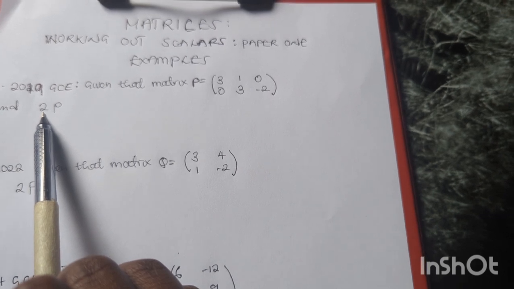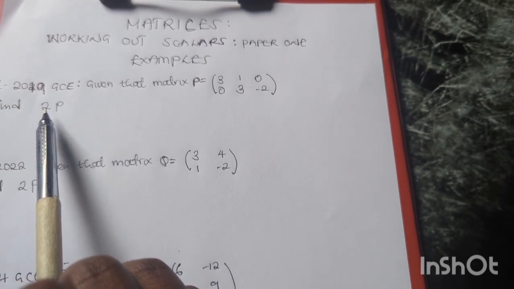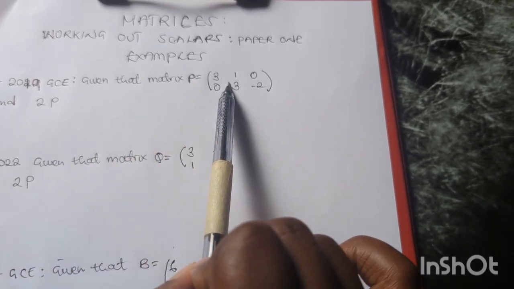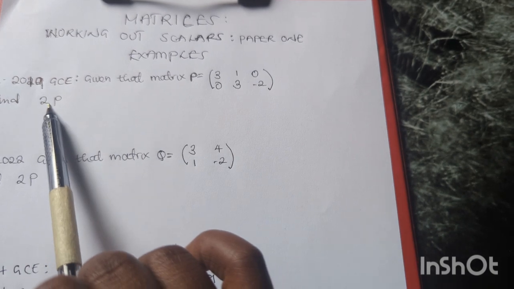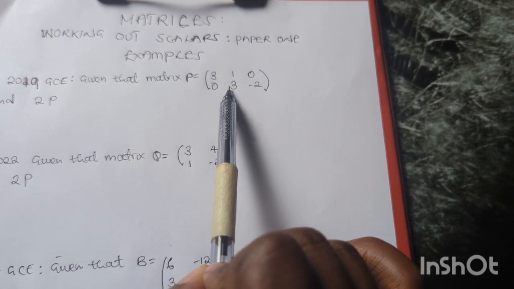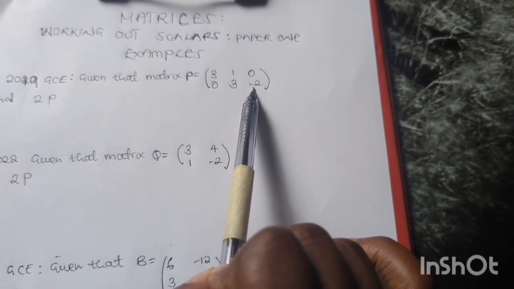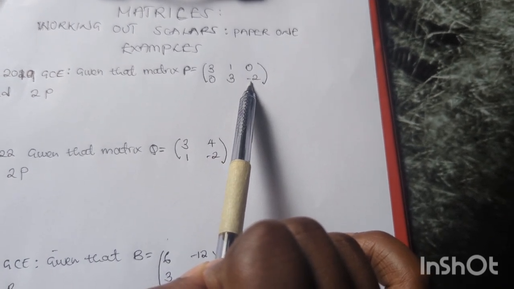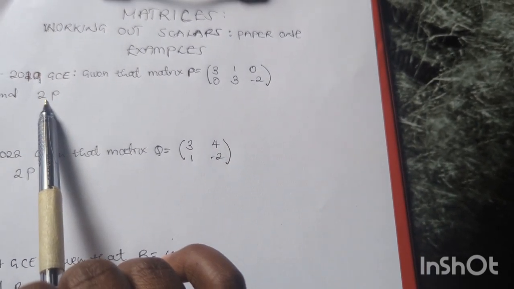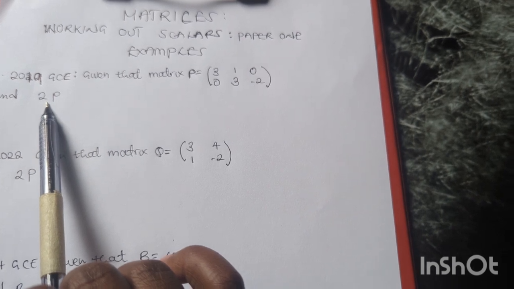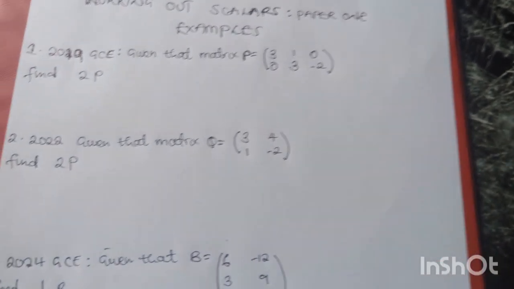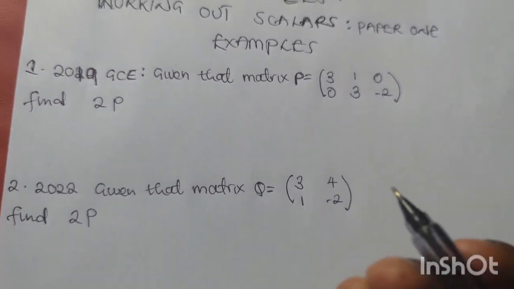And how do you work out a scalar? You work out a scalar by multiplying this number outside the matrix by each entry in the matrix. So you're going to say 2 by 3, 2 by 1, 2 by 0, 2 by 0, 2 by 3, and 2 by -2. That is it, as simple as that. So a scalar is a number written before a matrix. In this case, it's 2. How do we work out? By multiplying or distributing this scalar by each entry in the matrix. So let's get practical and see how we actually do that.